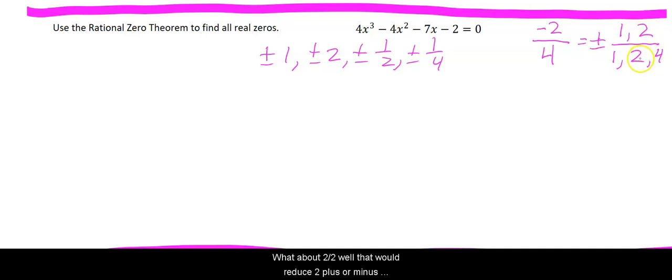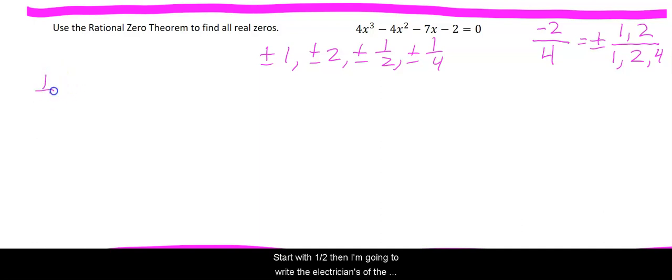What about 2 over 2? Well, that would reduce to plus or minus 1, which is already in my list. What about 2 over 4? That would reduce to plus or minus 1/2, which is also already in my list. This gives us 2, 4, 6, 8 different possibilities to check. This time, for fun, let's not look at the graph and let's just see if we can find one. We're going to start with 1/2.